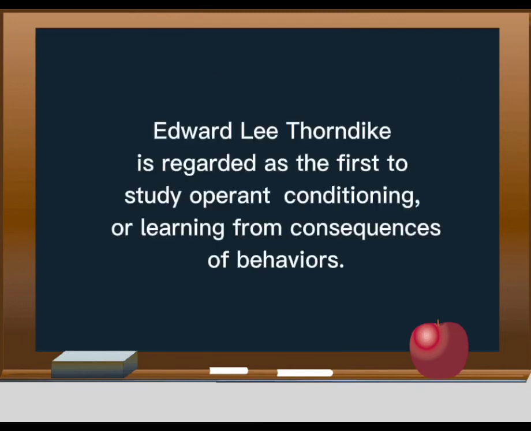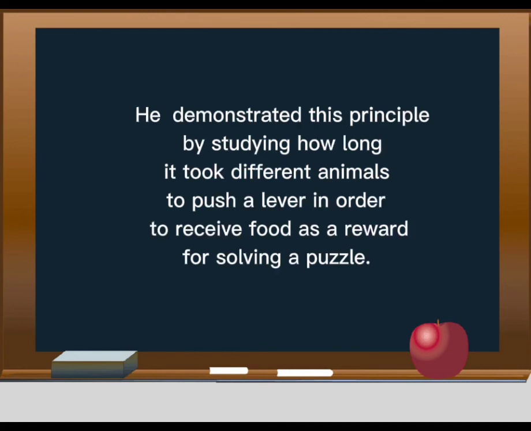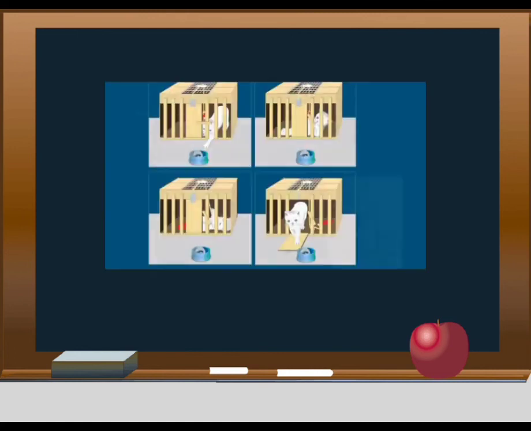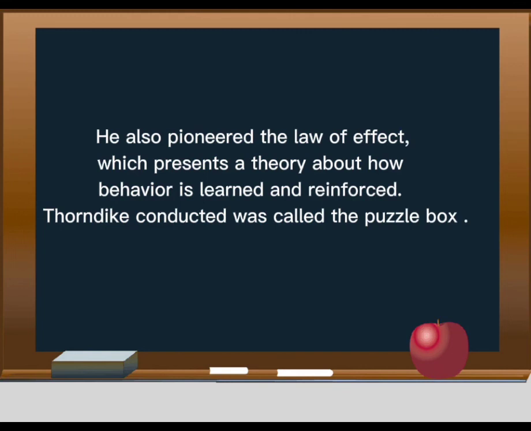Edward Lee Thorndike is regarded as the first to study operant conditioning, or learning from consequences of behaviors. He demonstrated this principle by studying how long it took different animals to push a lever in order to receive food as a reward for solving a puzzle. He also pioneered the law of effect, which presents a theory about how behavior is learned and reinforced.